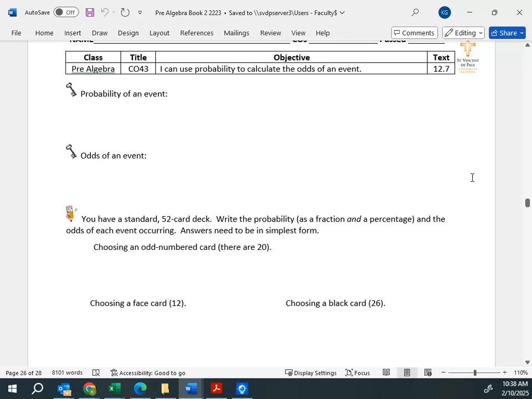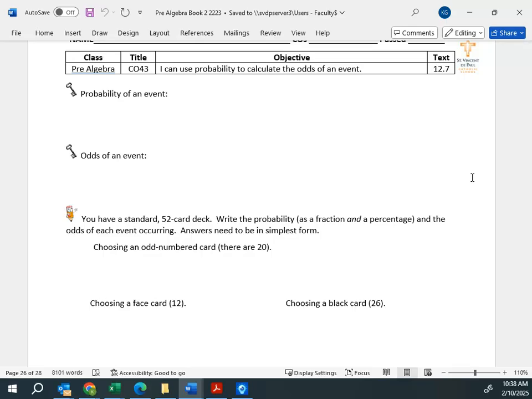Good morning. Today we are continuing on with probability, doing CO43. I can use probability to calculate the odds of an event. So probability and odds are two different things, and they're written two very different ways. I'm going to tell you right now, it's super easy to confuse which way we write stuff.